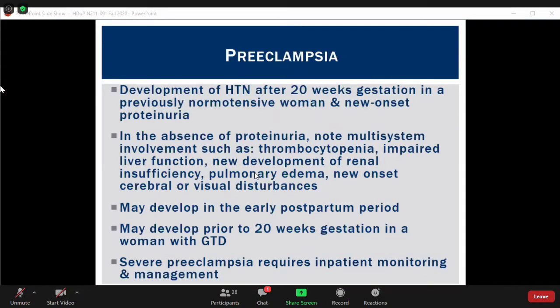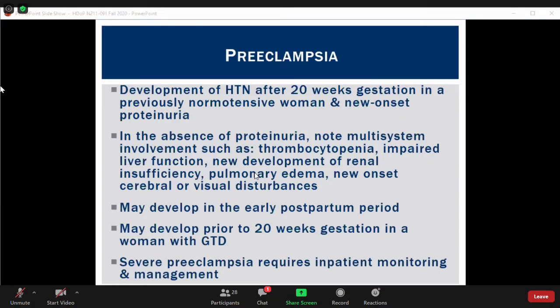It can happen after. I mentioned last week when we talked about GTD, gestational trophoblastic disease, that early onset hypertension is one of the indicators of GTD. So you may see this preeclampsia developing before 20 weeks. That is always a tip-off that the patient has GTD.